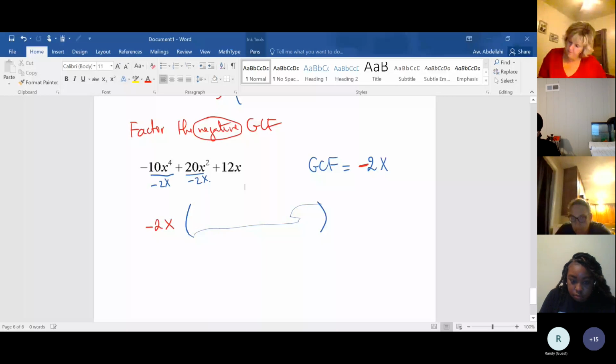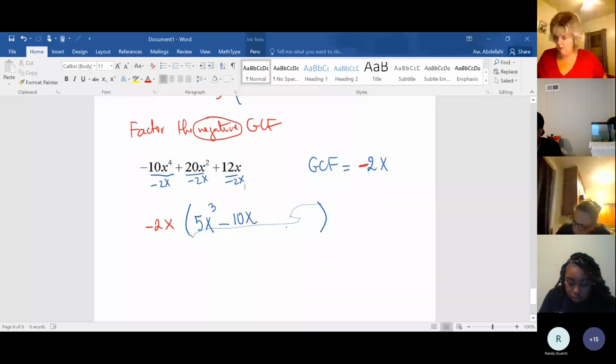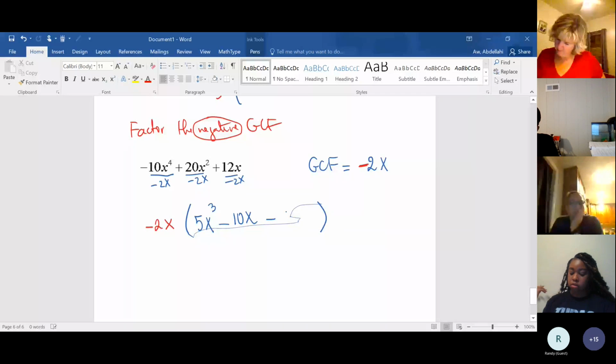So negative 10x to the 4th divided by negative 2x, how much is it going to be? Positive 5x to what power? To the 3rd. 20x squared divided by negative 2x is negative 10x to the 1st. And 12x divided by negative 2x is -6. You see, when you do that, the signs change.